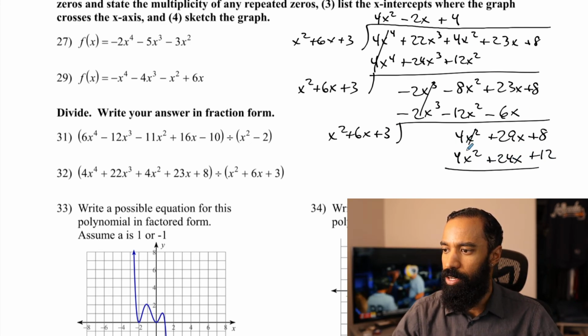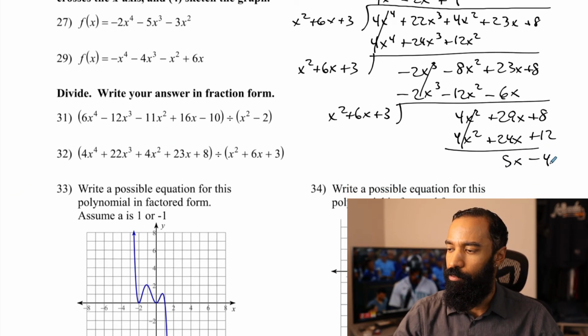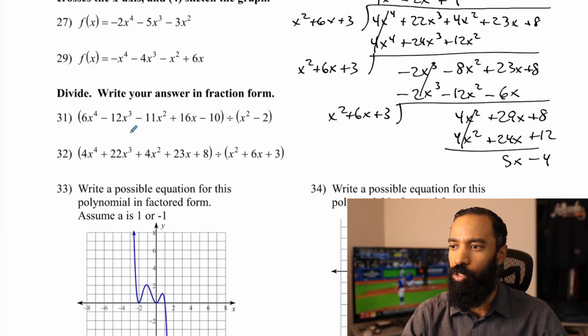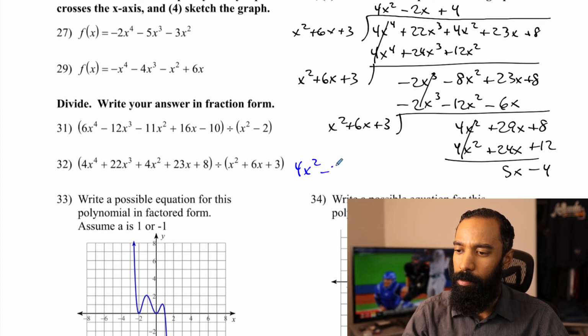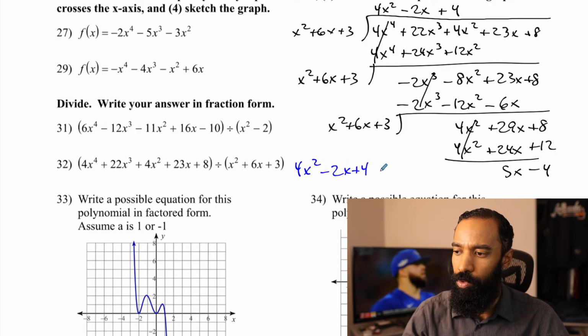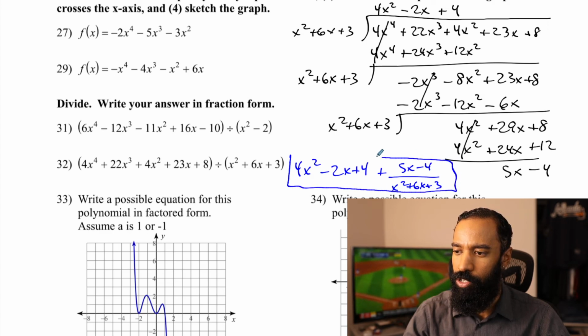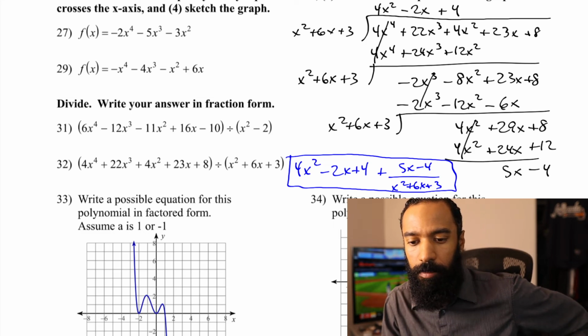Looks like we'll get another remainder as we get 5x here minus 4. So there's the other remainder. X squared cannot go into x, so your final result will be this quotient with that remainder: 4x squared minus 2x plus 4 with the remainder of 5x minus 4, all over x squared plus 6x plus 3. So there's that final result. I don't see any other version of the answer unless my answer is wrong, and I don't believe that it is, but it could be.